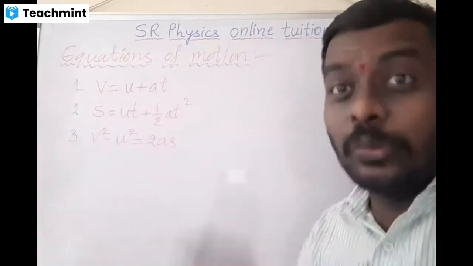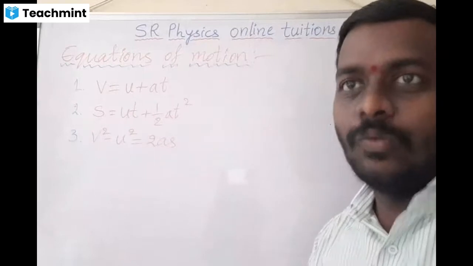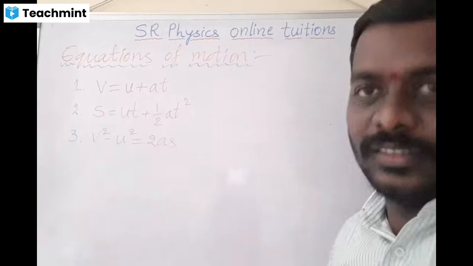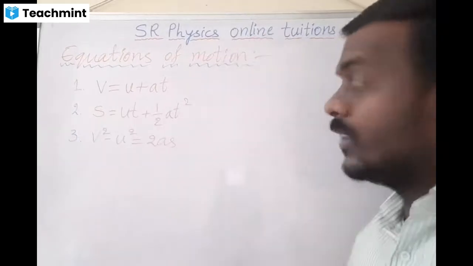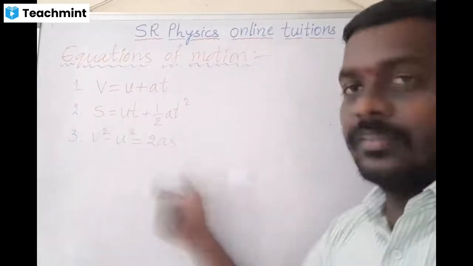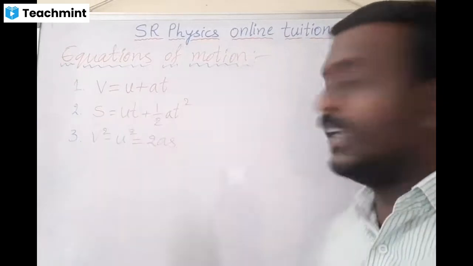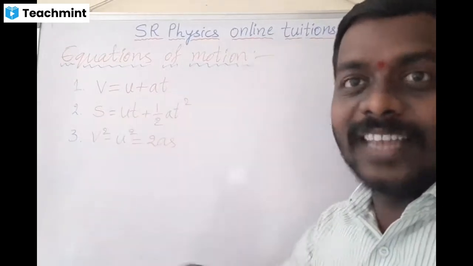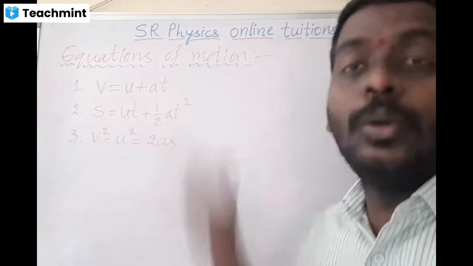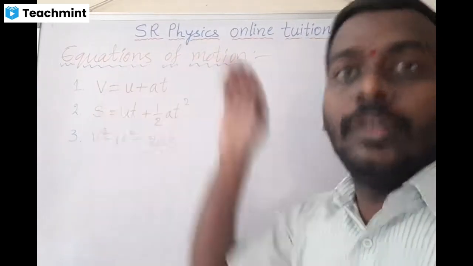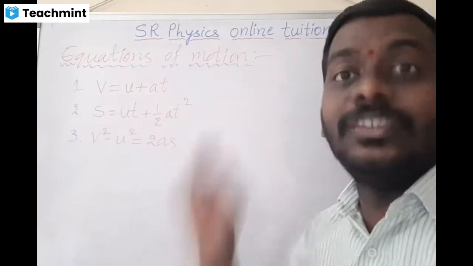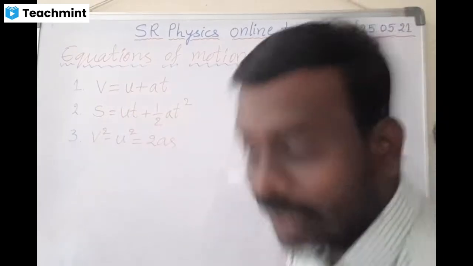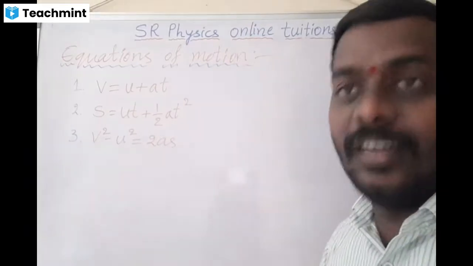To find that out, analyze what terms he has given in this. Let me write all the terms in this. What is each and every term going to be used for? What is V, what is U, what is A, what is T, and what is S? If you know that, then it is very easy to use the formula which is suitable for the problem. Got it? Now let me write the terminologies related to this.